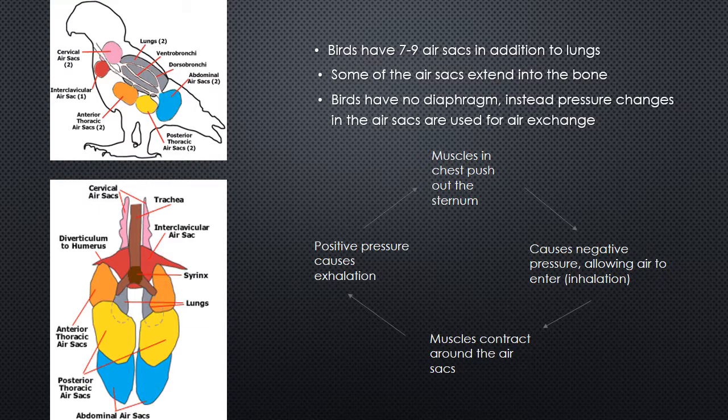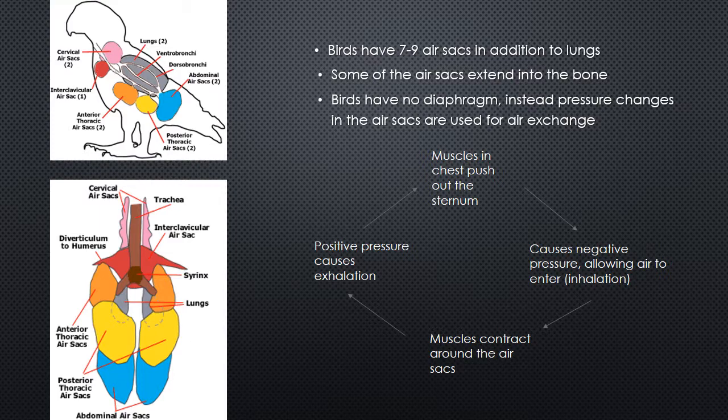But unlike our lungs, birds do not have diaphragms to cause them to contract or open them up. Instead, they use pressure changes in the air sacs to push the air across the lungs. So the lungs is still where the gas exchange occurs, but the amount of air being put across them is powered basically by all of these air sacs.